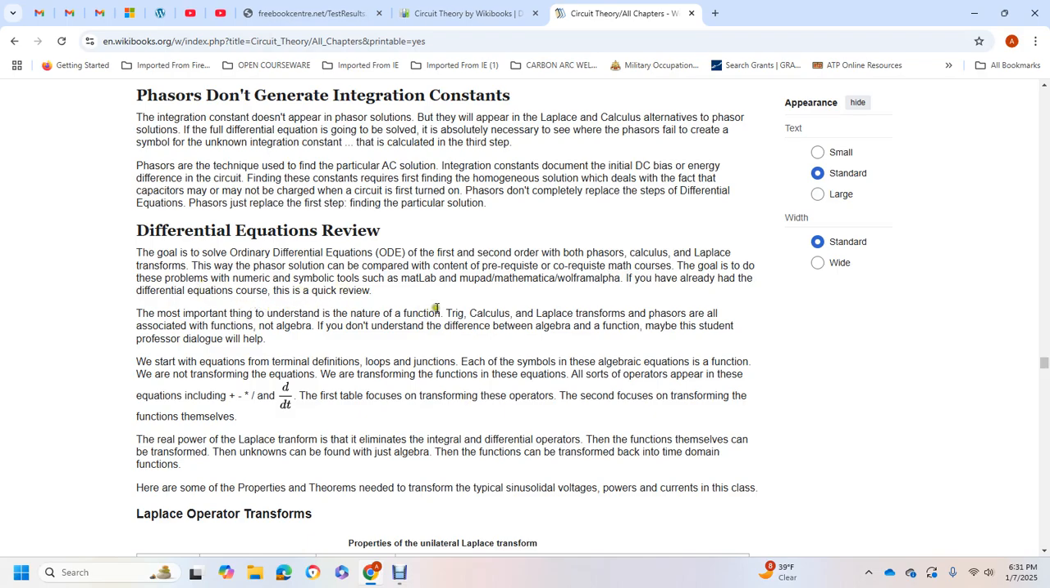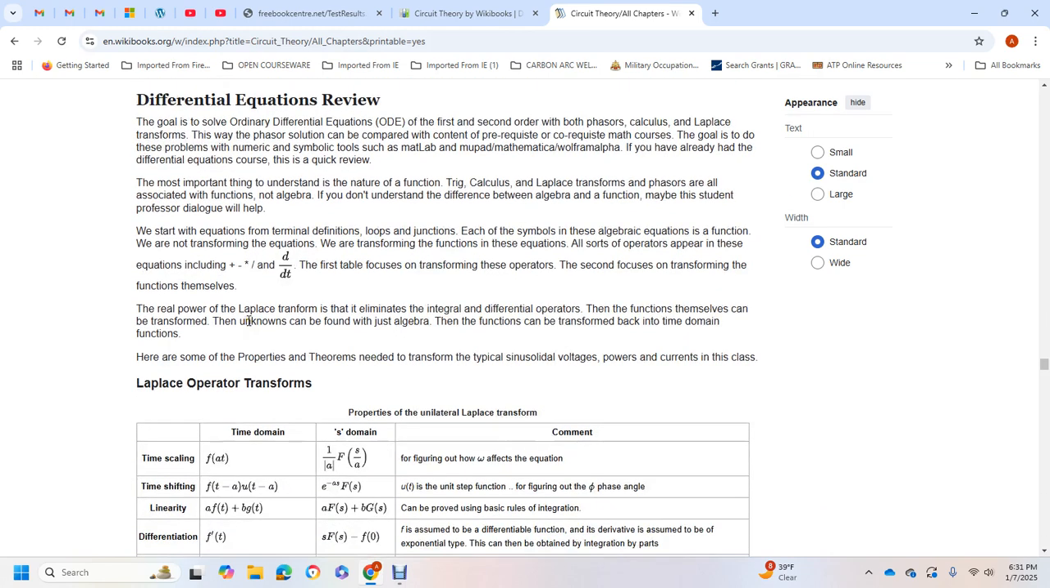Most important is to understand the nature of the functions. Trig, calculus, Laplace transformation, and phasors are all associated with the function of algebra. If you do not understand the difference between algebra and functions, a student-professor dialogue may help. We'll stare at these equations with a terminal definition, loops and function. Each is similarly an algebraic function that will transform the equation into the transform of the function of these equations.